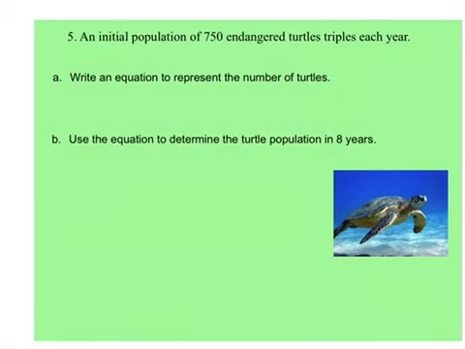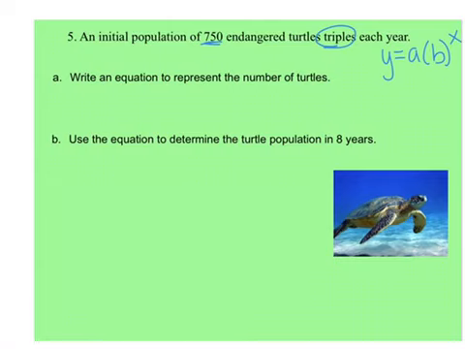So now number 5 is going to be a problem that kind of brings us back to think about what we did yesterday. I have an initial population of 750 endangered turtles that triples each year. We want to write an equation and then find out the population after 8 years. So this doesn't give me a percent increase. It doesn't say I'm increasing each year by this percent or this rate. It just tells me that I'm tripling each year. So that actually tells me I'm going to go back to my y equals a times b to the x power or to the t power, because I know my starting amount and I know that it triples. So that's actually just my growth rate right away.